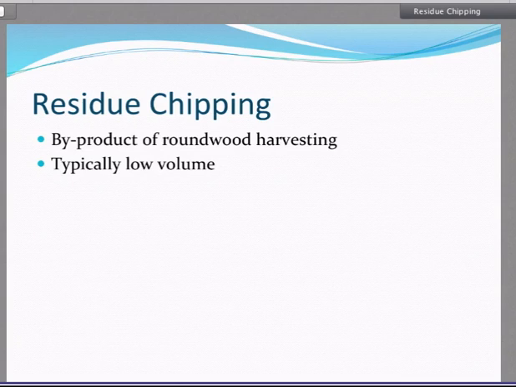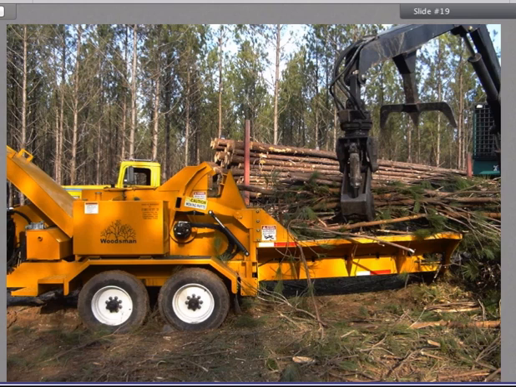But the important thing about residue chipping is that you understand that it is a byproduct of harvesting. So you've got to have those operations before you're going to get any of this material. It's typically low volume. An example of that is this operation not far from here. He used 1 loader and he'd fill a truck up, as you can see in the back, and he'd just take the tops and limbs and things like that that were coming off that material and process them through the chipper.